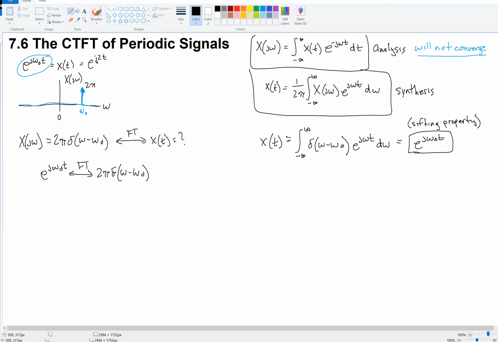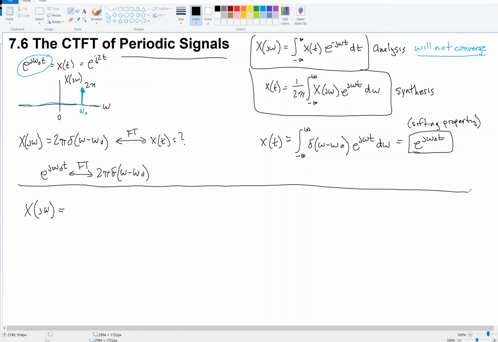Okay, so that was one case, right? That was this one case. Let's see if we can start to generalize this now. So remember, we're talking about periodic signals. Well, any periodic signal has a Fourier series, right? And so for now, we're going to try to generalize this new problem.